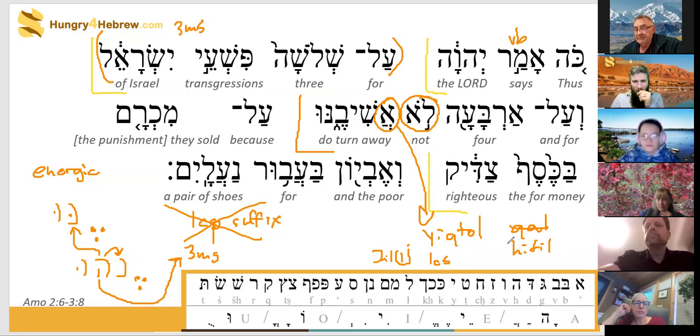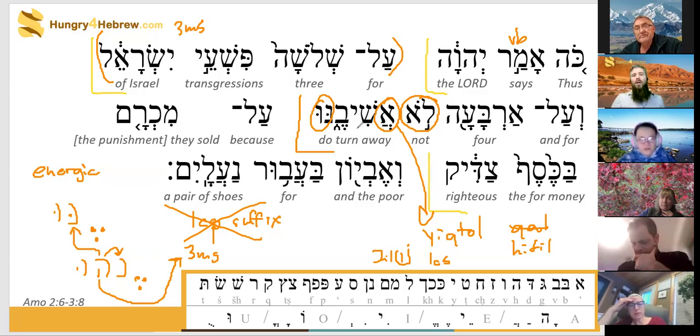So I will cause shuv, something to turn. The noon, as I said, probably means surely, certainly, unless it became meaningless. And then the hu is the 3ms referring to what it is that God certainly will not turn away. Questions?